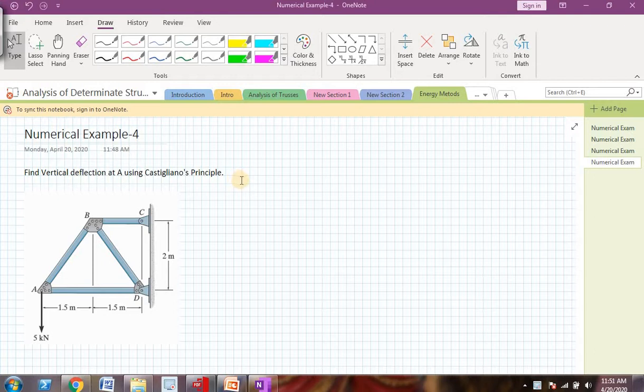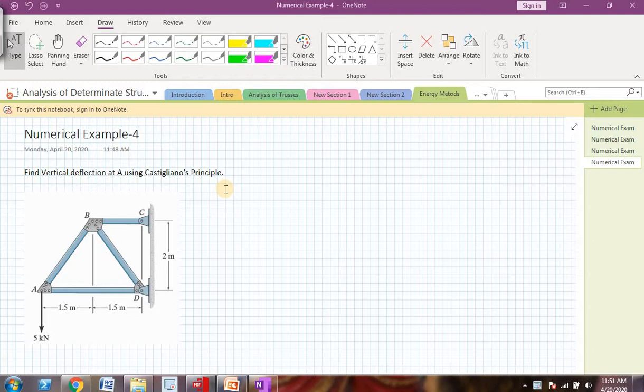So we are in the process of solving a few examples using energy methods and energy principles. In the previous videos we have used the virtual work principle to find deflection at a point in a truss. Some 3 examples we have already solved.